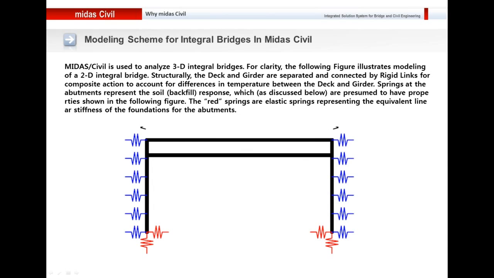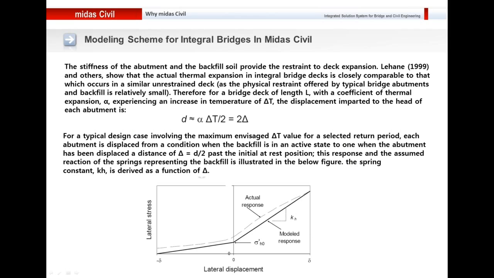Now let's see the theory behind how the abutment springs are modeled. So as I said earlier, these are the compression only springs, and these springs here represent the upward reaction of the soil. And these springs are calculated based on the thermal changes, and whatever thermal change that you define in the dialog box for defining the abutment springs, Midas Civil will automatically calculate the spring constants for you, and based on the differential temperature and the total bridge length, it will apply the spring supports for you.